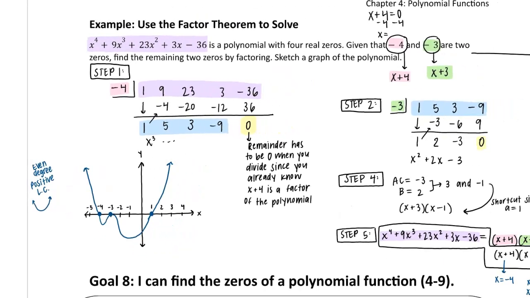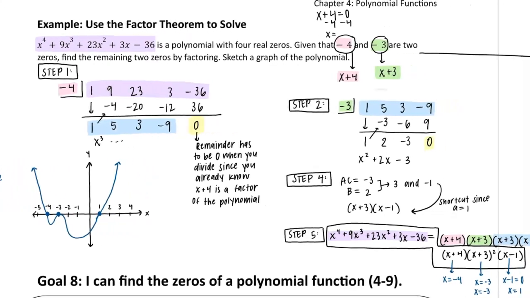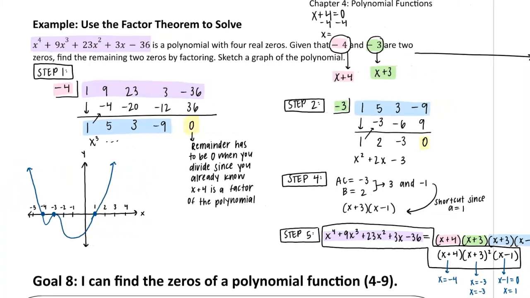All right, guys. Next, we're going to be working on finding the zeros of a polynomial function. You're going to have it down pretty much with factoring and with using this remainder and factor theorem. So make sure you practice this.